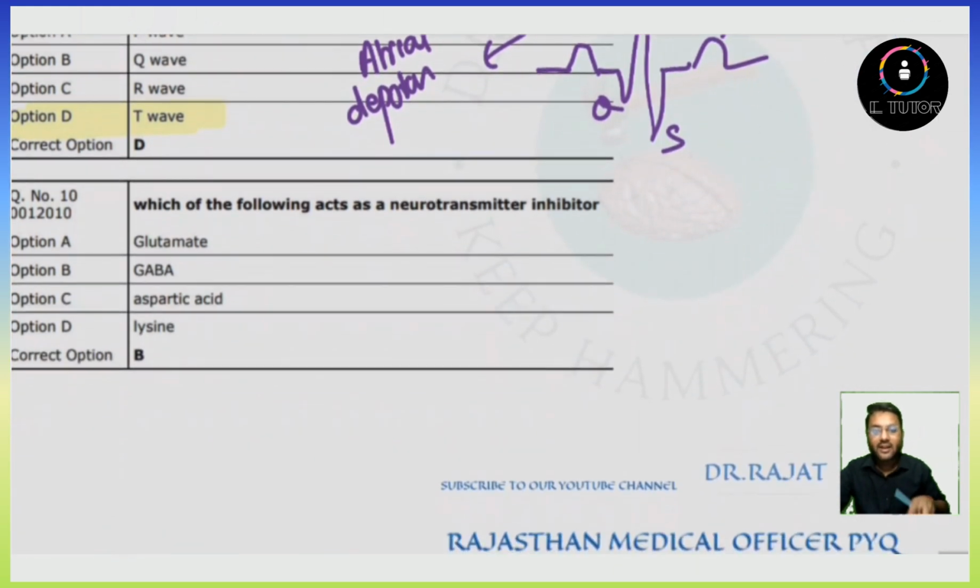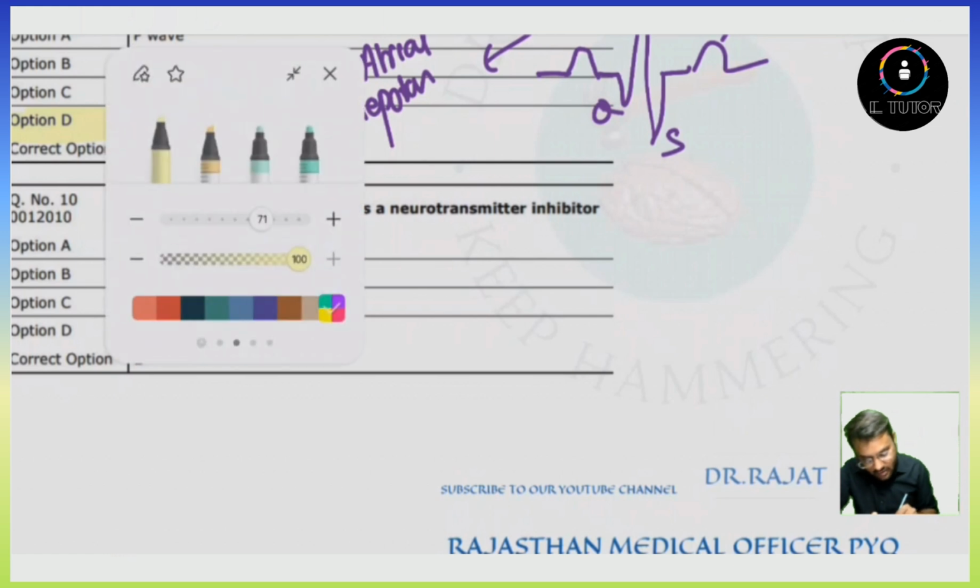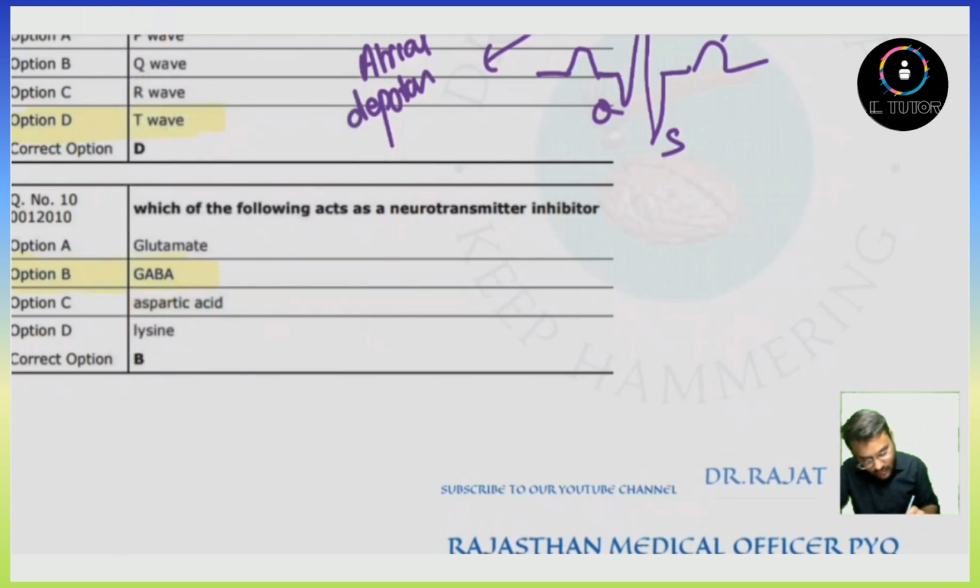Which of the following acts as an inhibitory neurotransmitter? Among the following, glutamate is excitatory, GABA is inhibitory, aspartic acid is again excitatory, and lysine does not act as a neurotransmitter. So option B is correct, which is the inhibitory neurotransmitter. GABA is the inhibitory neurotransmitter. Glutamate is excitatory. Aspartate is also excitatory. And GABA is inhibitory.